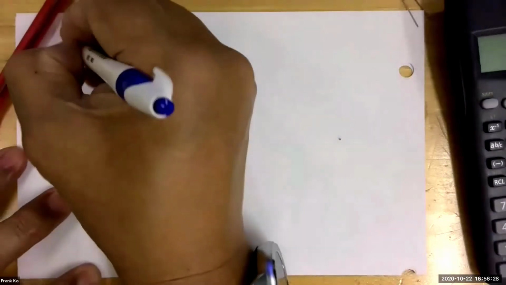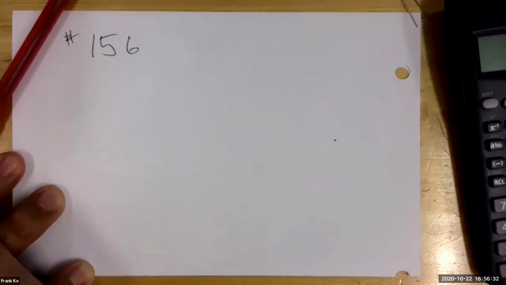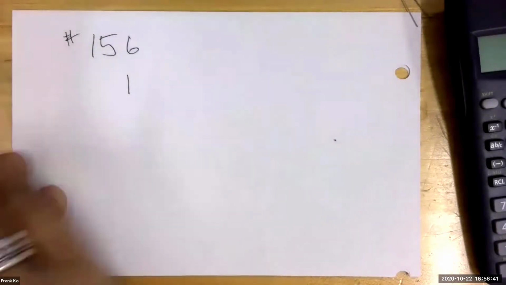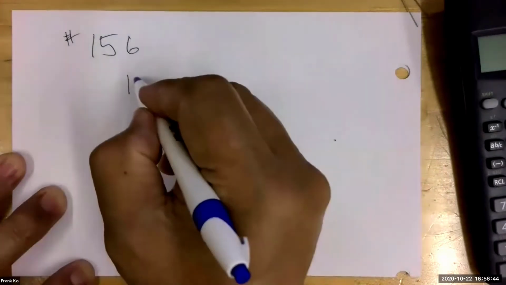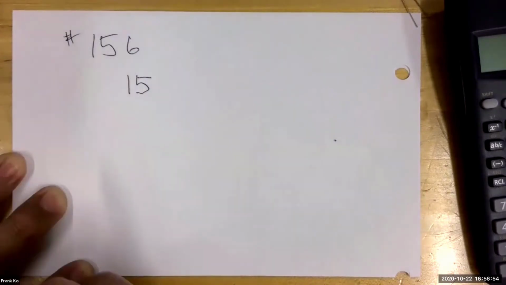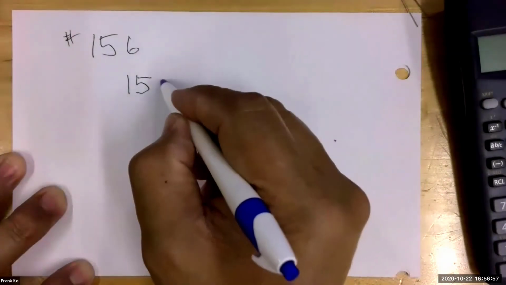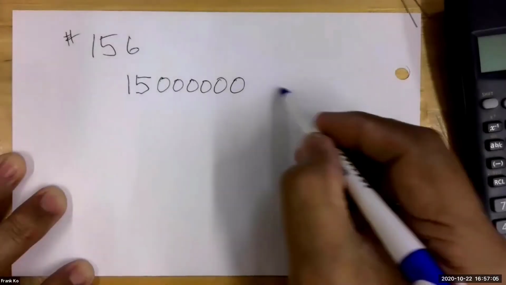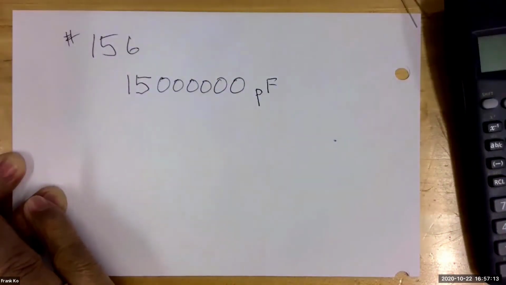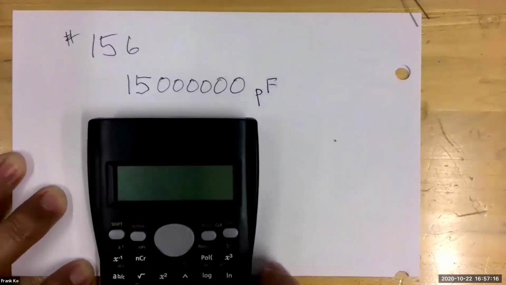156. Let's say number 156. Go. Don't wait on me. What's my first digit? 1. What's my second digit? 5. What does this 6 tell us what we need to do? Number of zeros. How many zeros am I writing? 1, 2, 3, 4, 5, 6 zeros. Followed by what? I have to follow this with something. What was the standard? PF, okay, picofarads, yes? Okay, let's go ahead and key this guy in.